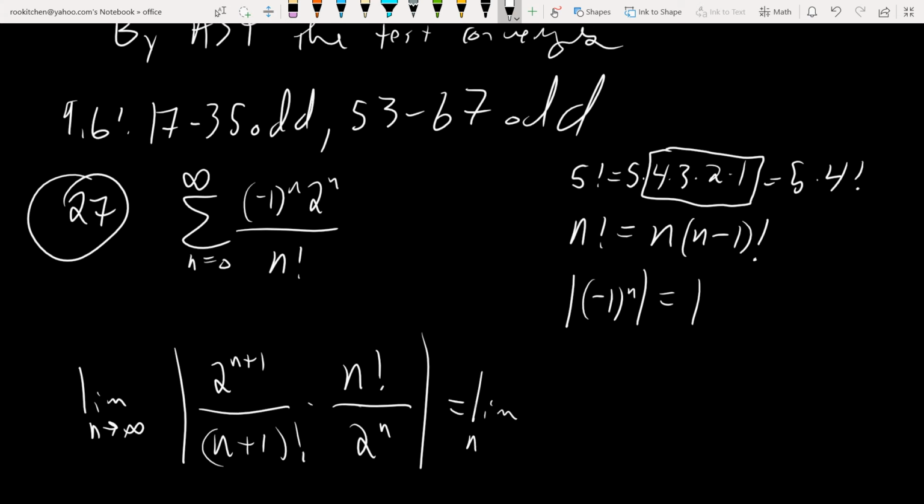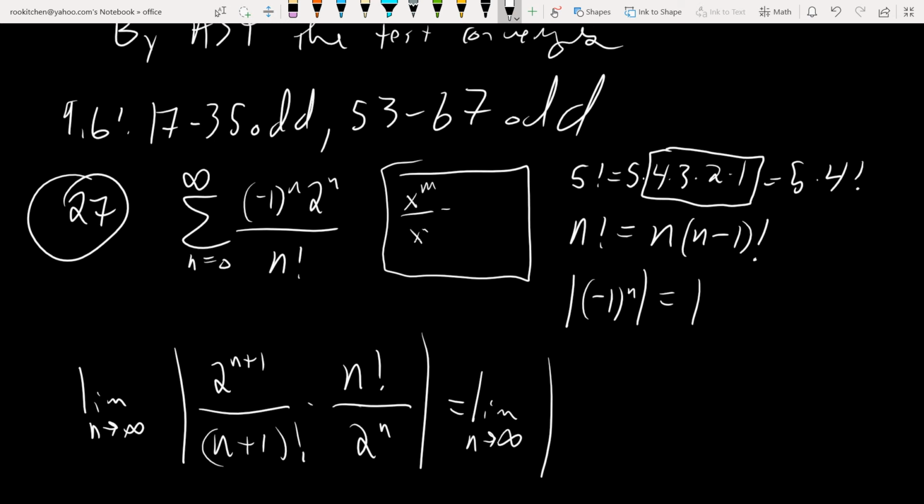Limit as n goes to infinity of 2 to the n plus 1 over 2 to the n. That's from our exponent rules: x to the m all over x to the n is equal to x to the m minus n. So 2 to the n plus 1 all over 2 to the n is 2 to the n plus 1 minus n, which is just 2 to the 1. So we get 2 times n factorial, and then I use the recursive definition for factorials in the denominator.